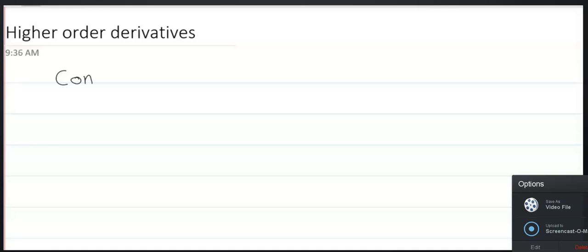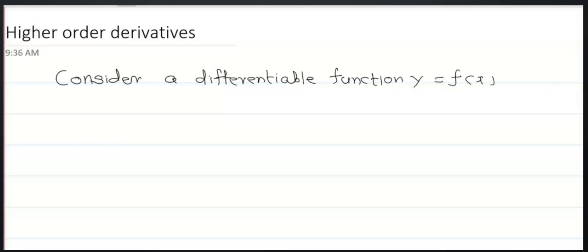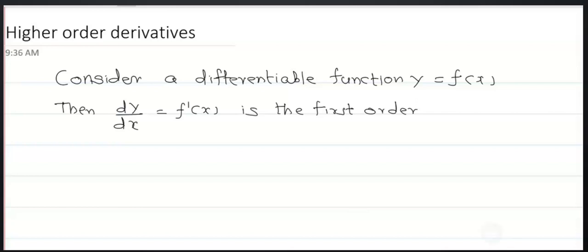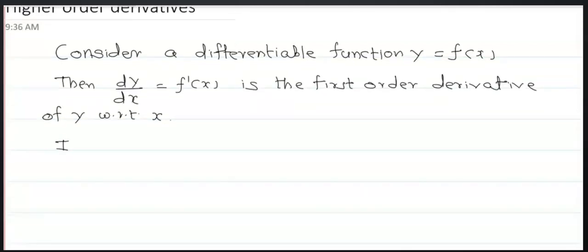Now again we will start here, that is, the derivative of higher order. Consider a differentiable function y is equal to f of x. Then dy by dx is equal to f dash of x, the first order derivative of y with respect to x.